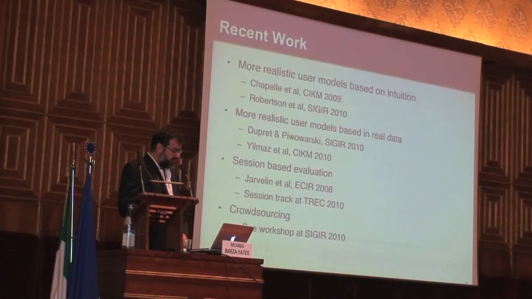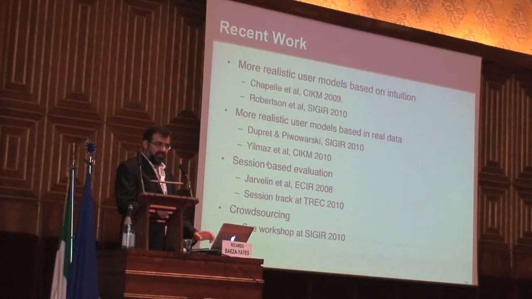So to end, I can send the presentation later, but here are some references. I got a nice help here from Emine Yilmaz, who told me which was trendy: new user models based on intuition, and user models based on real data. So for example, this is work of Yahoo, the first one. This is Microsoft. This is Yahoo. This is Microsoft. So search engines are worried about this.